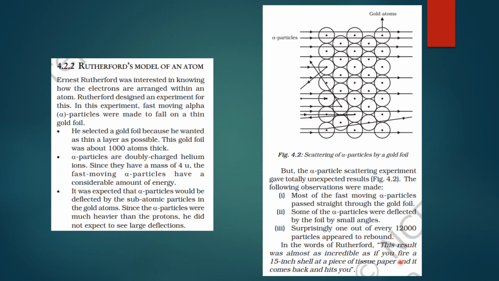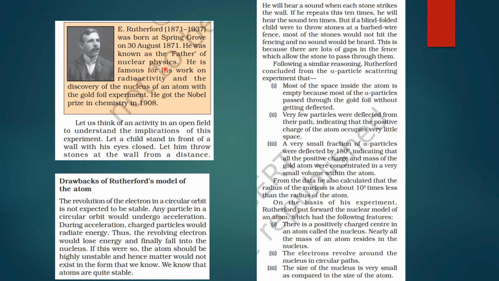ठीक है, ऐसा कुछ result था ये. So, this was the experiment done by Rutherford, right? So let's see, like Rutherford, he was born in 1871 and he was there till 1937. He was born at Spring Grove on 30th August 1871. He was known as the father of the nuclear physics, right? He is famous for his work on radioactivity and discovery of nucleus of an atom with the gold foil experiment. He got the Nobel Prize in Chemistry in 1908, right?